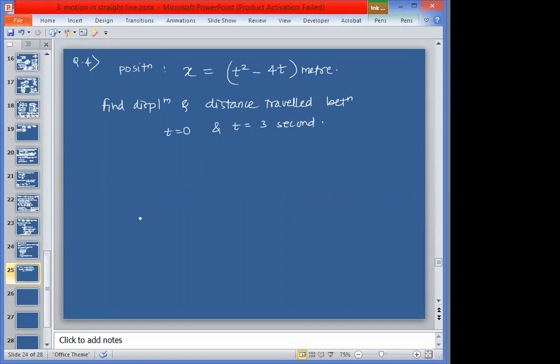Displacement is asked. Displacement is change in position. So find the position at t equal to 0, the initial position, and the position at t equal to 3, the final position. Then final minus initial position gives the displacement. Take 1 minute and tell me what is displacement. That is change in position, final position minus initial position. Calculate the final position at the final time and the initial position at the initial time.